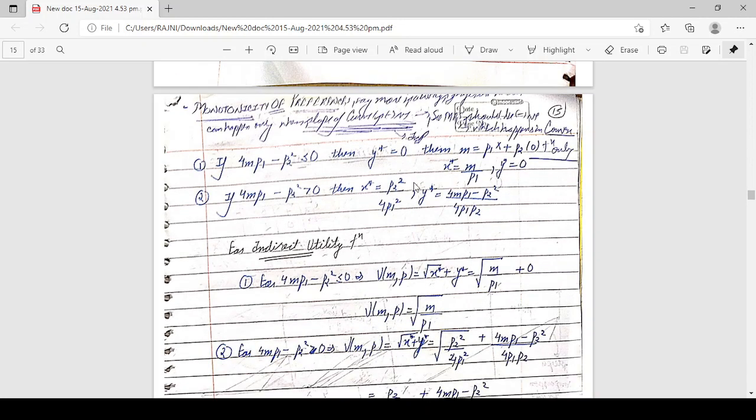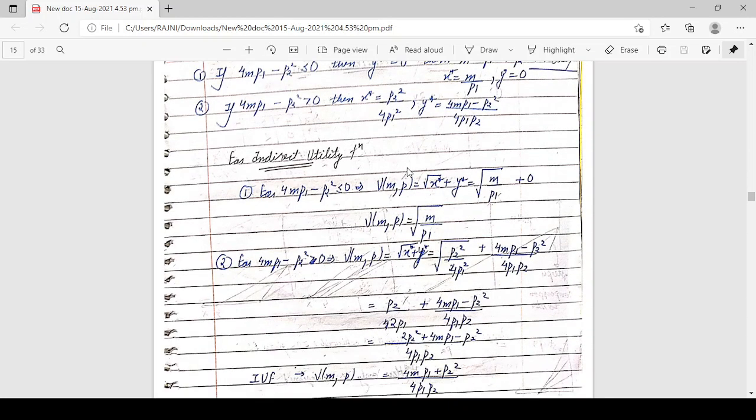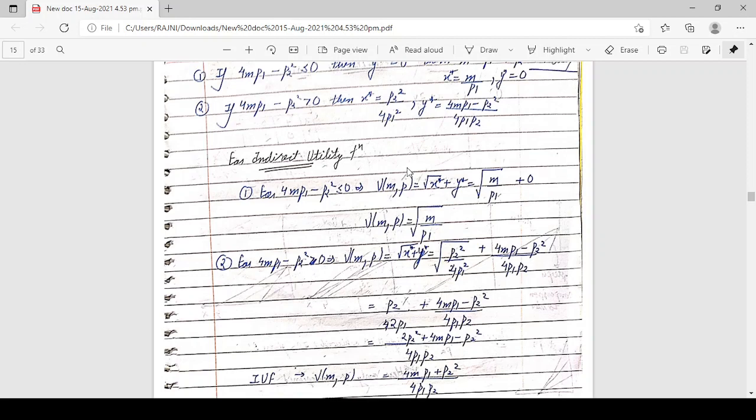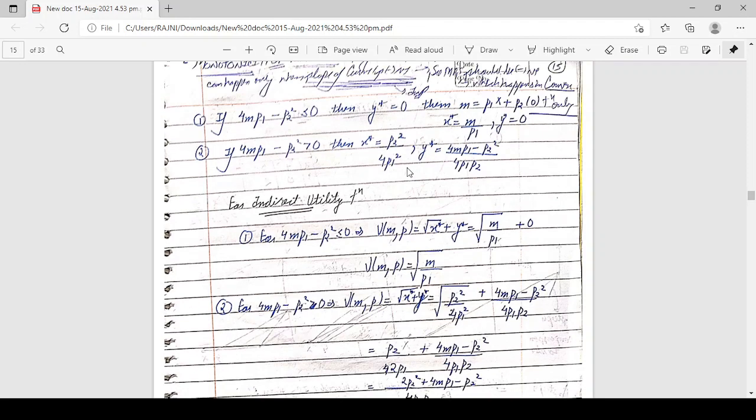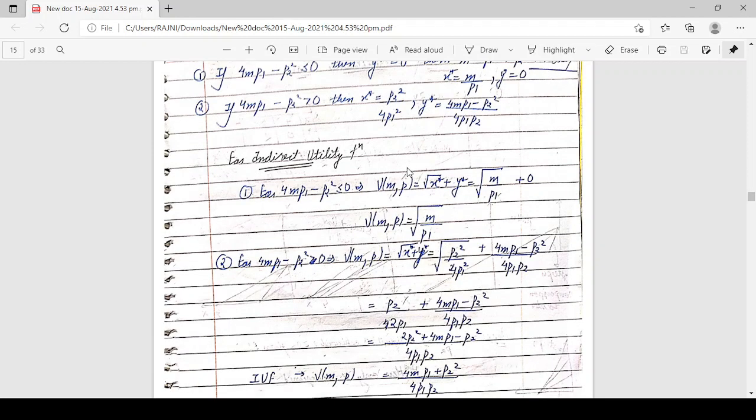Here we have shown it this way: if 4m p1 minus p2 square is less than or equal to 0, then the quantity that the consumer will demand of y will be 0, and the consumer will demand x in such a way that he will spend all his income on the consumption of good x. So what will it be? It will be m upon p1, because if you divide all of your income by the price of that good, you get the amount of consumption of good x with the given income m. And if 4m p1 minus p2 square is greater than 0, then the demand for x will be p2 square upon 4p1 square, and the demand for y will be (4m p1 minus p2 square) upon 4p1 p2.